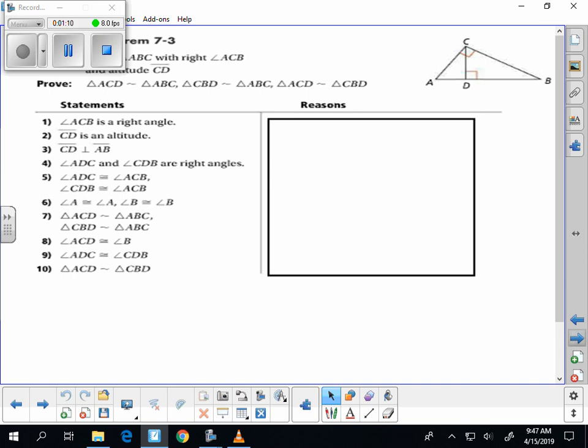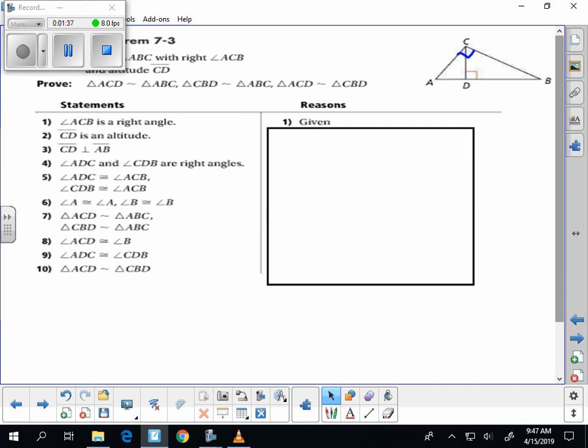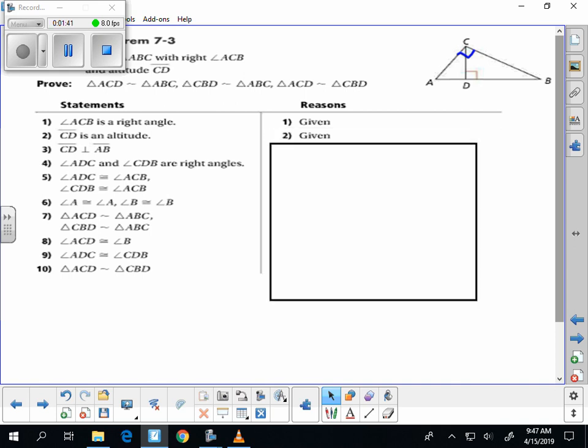It says that we have triangle ABC, or ACB, with the right angle in this spot, like it's shown. And we want to prove that it makes 3 similar triangles. So first of all, why can I say ACB is a right angle? It's given. Why can I say CD is an altitude? Yeah, it says with altitude CD, so it's a given also. Why can I say CD is perpendicular to AB?